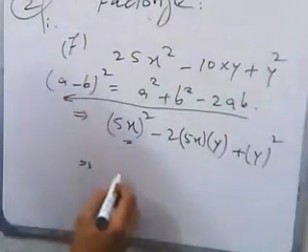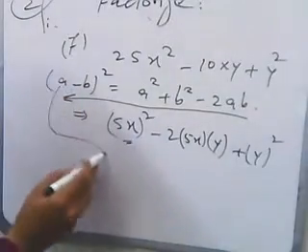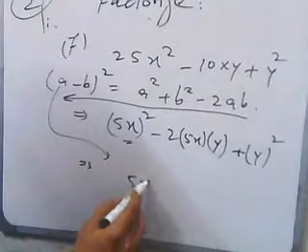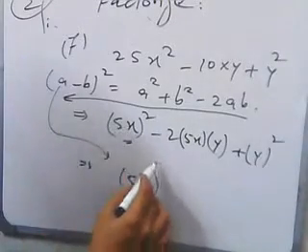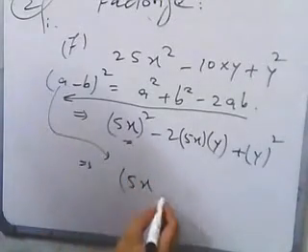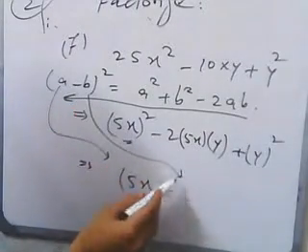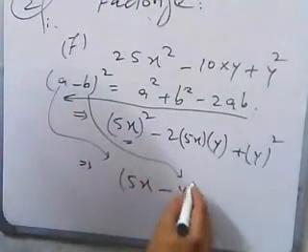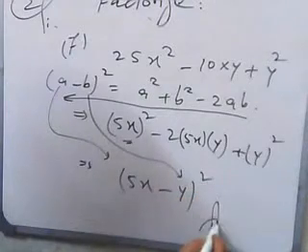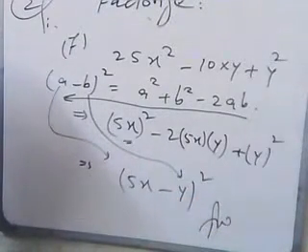So here you have to write a as 5x, and minus, then b is your y, whole square. So that is your result. So similarly, you can solve all the parts.